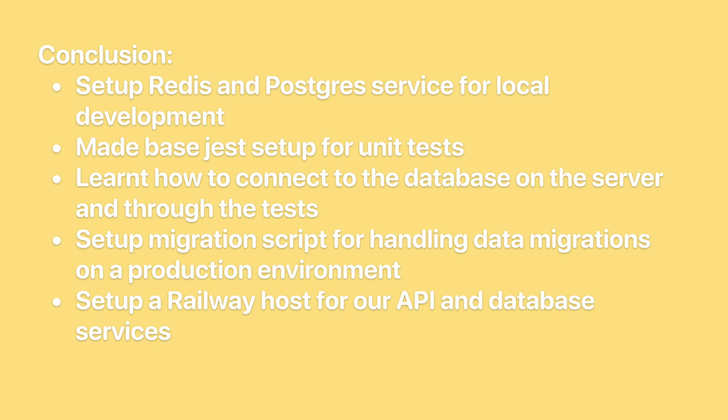To conclude, in this lesson we set up the Redis and Postgres service for local development in our Docker Compose. We then made the base Jest setup and ran some unit tests. We learned how to connect to the database through the unit tests with a test database, and we set up a migration script for handling databases and data migrations on a production environment. We then went over to Railway and we set up the host for the service and the databases, and I'll leave a link in the description for the repo that we made so that you can go over there, clone it if you need to, and check it out.